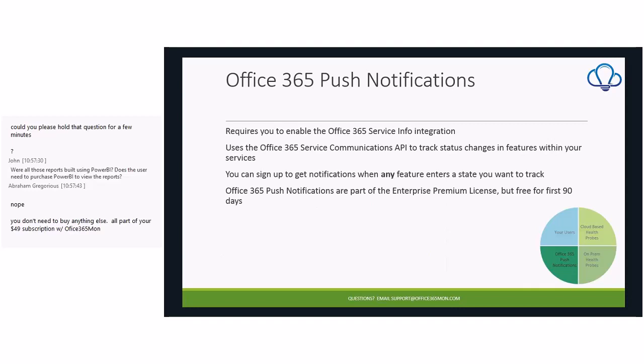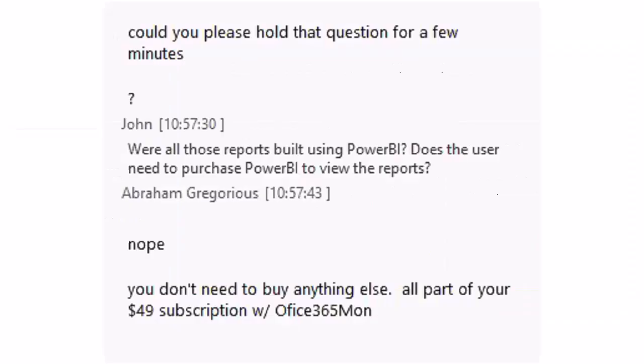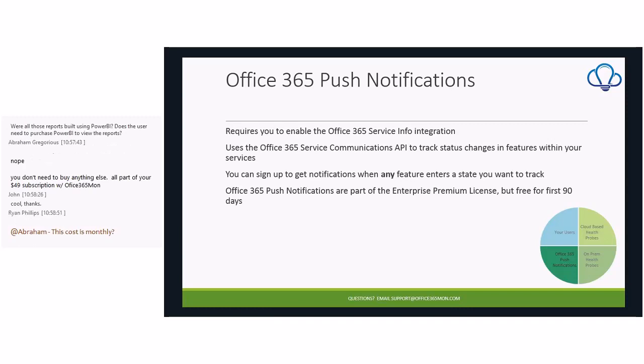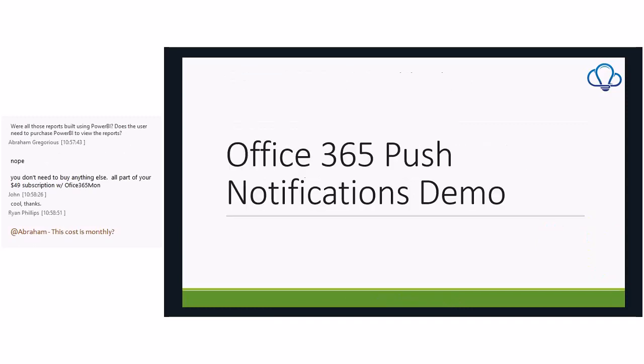And there's a finite list of states that you can track, and we'll take a look at that. You can just check the box and say, okay, these are the states that I want to track for my features. And when a feature in your Office 365 tenant changes to that state, then we go ahead and send notifications out to whatever channels you've set up for notifications in Office 365Mon. So the push notifications are part of the Enterprise Premium license. They're free for the first 90 days. But let's go ahead and take a look at that right now.